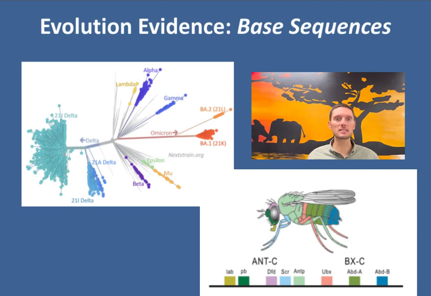So let's examine some of the evidence, ways that we know that evolution takes place. The first piece of evidence we want to look at is genetic base sequences. One way that we can do this is by comparing the same gene in different species. If we look at the sequence of A's, T's, G's, and C's, the nucleotides that make up a particular gene, and we compare them within different species, we can really see how they have changed over time.